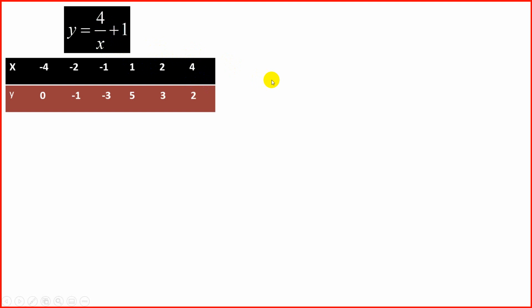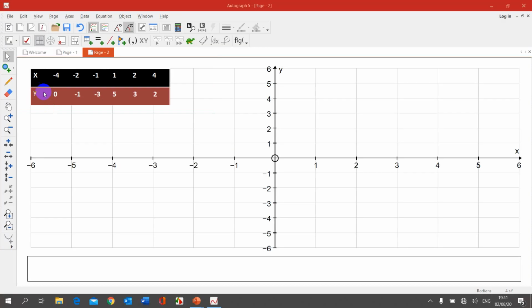Now, the next thing we're going to do is plot these points on a graph. To be able to do that, you can use graph paper or a normal page. We're going to start by plotting the points on our Cartesian plane. The first point is minus 4, 0. The next point is minus 2, minus 1. The next point is minus 1, minus 3. Then we're going over to 1, 5. Next point is 2, 3. The last point is 4, 2.